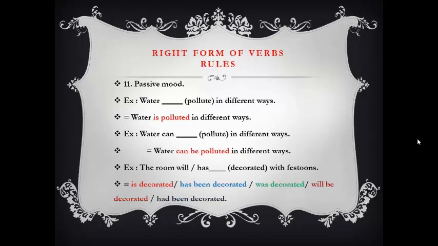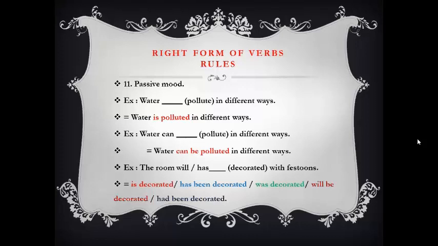Passive mood. Please follow the examples. Water pollute in different ways. So we know passive mood means when the subject is inactive. Then the sentence will be passive mood. So please follow the examples. Water pollute in different ways. Here the answer is water is polluted, because this sentence is passive mood.